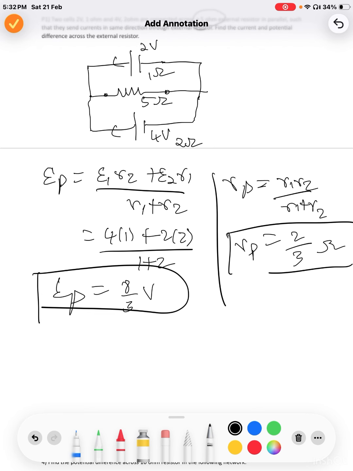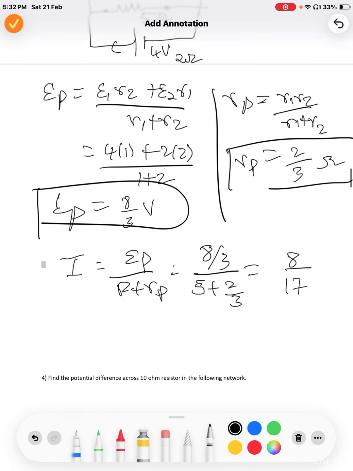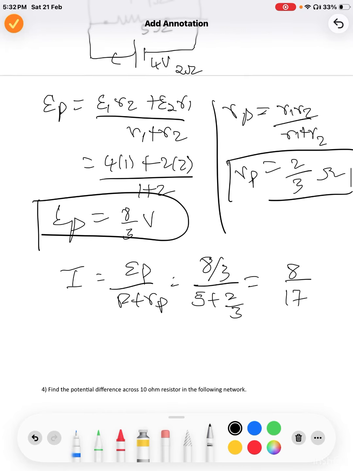So we have to find the I value. So now the difference will come. I equal to Ep by R plus Rp. So Ep value clearly 8 by 3. So R value is 5 and Rp value is 2 by 3. If you simplify, this will become 8 by 17. 3 3 get cancelled. So what we got the answer finally? 0.47 ampere.